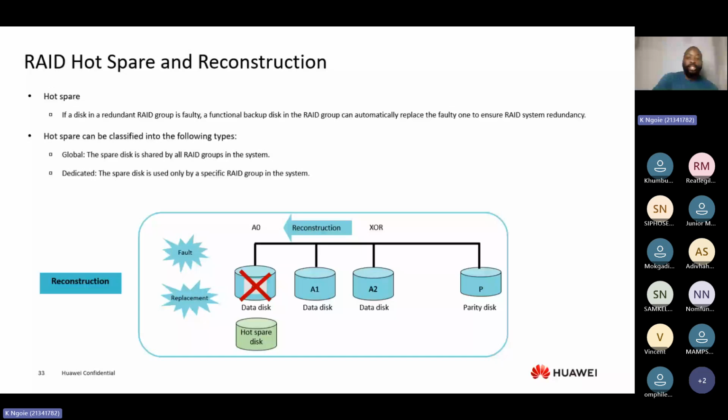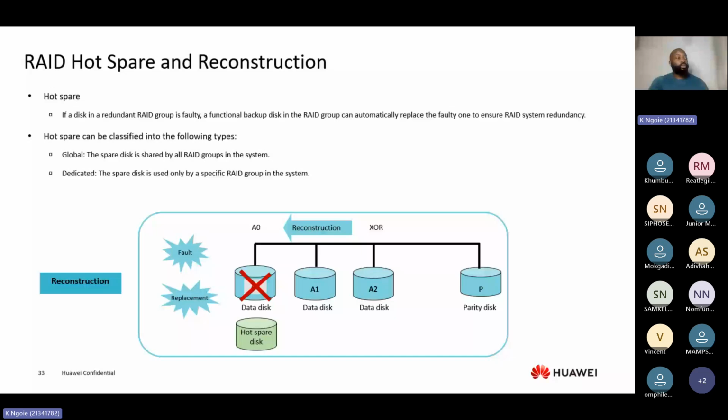To maintain the data, to prevent all the data loss. Okay, so basically you understand the purpose is just to ensure that there's a continuous RAID system without manual intervention.